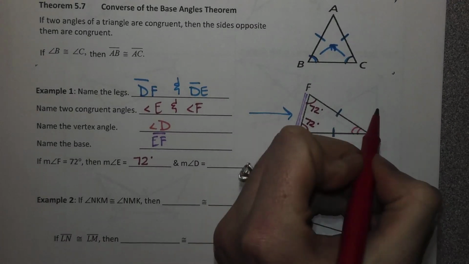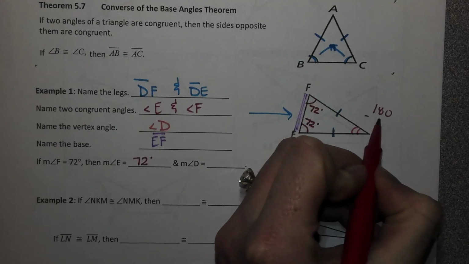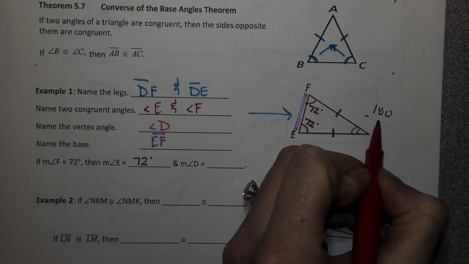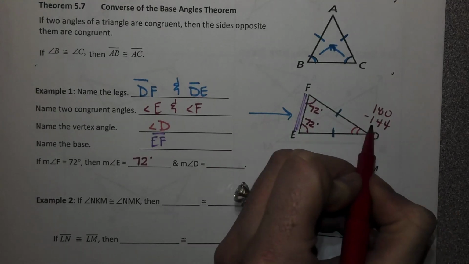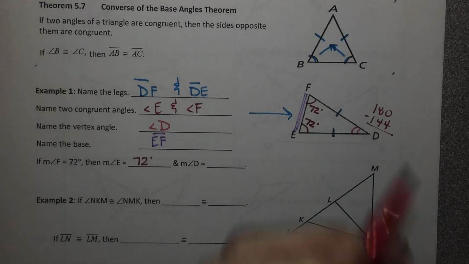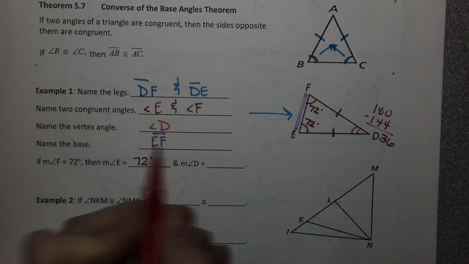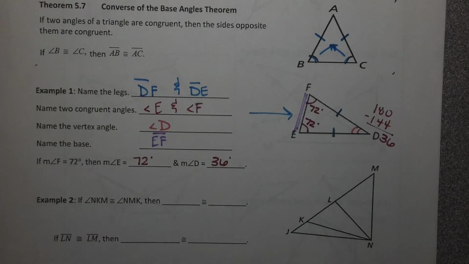And they need to equal 180. So 180 minus 72 is 144. So what do we get for an answer? 36, which makes D 36 degrees.